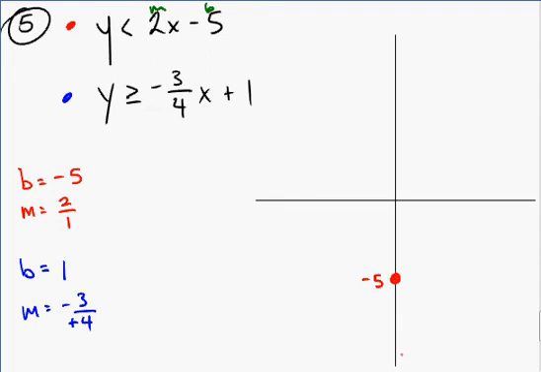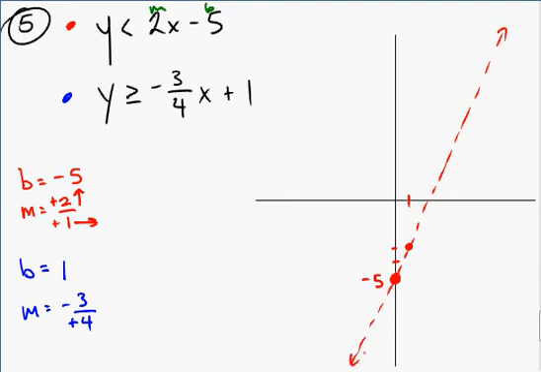-5 is the y-intercept of the red. Go up 2, go right 1. 1, 2, about there. Now we have 2 points. We're ready to draw the line. But because we have an inequality, we have to ask, dotted or not dotted? Dashed? Yes, it's not equal to.